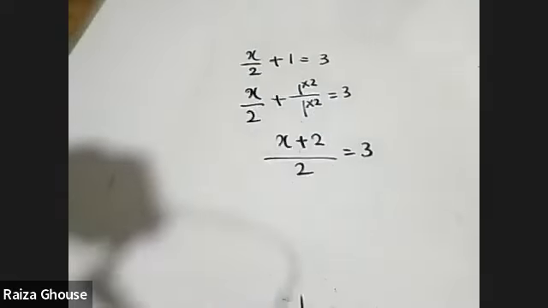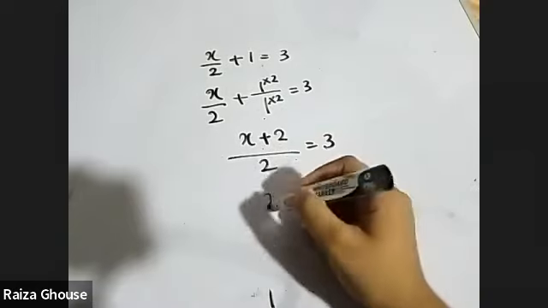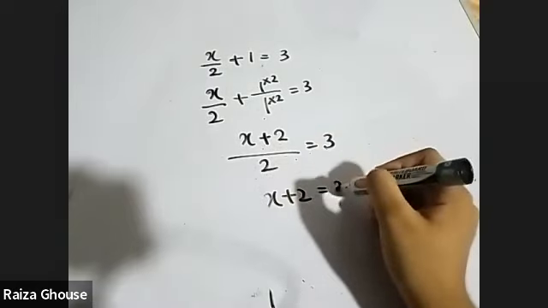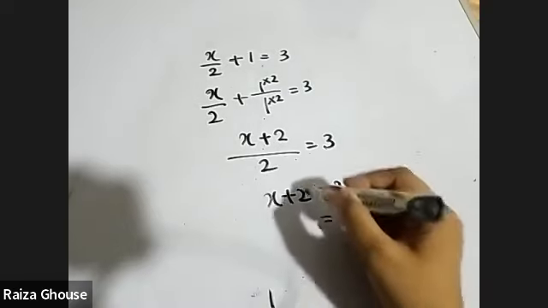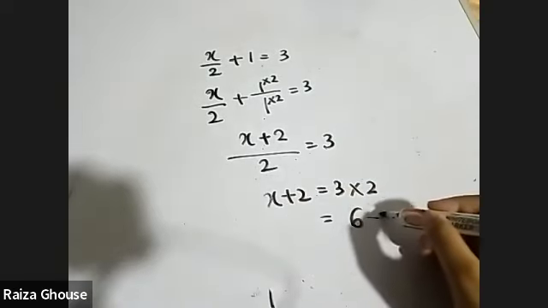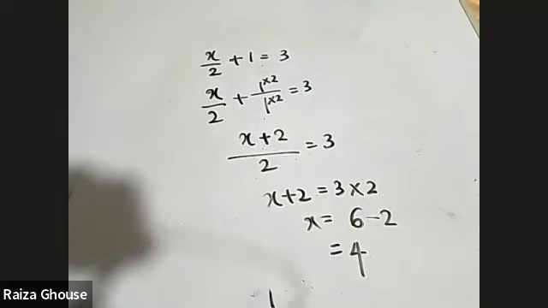Then what am I doing? I'm taking the 2 to this side. You know, division means when it comes to the other side, it becomes multiplication. Now I am getting 3 into 2, 6, and plus 2 comes this side, minus 2. X is equal to 4. This is one method. You are getting common denominator.